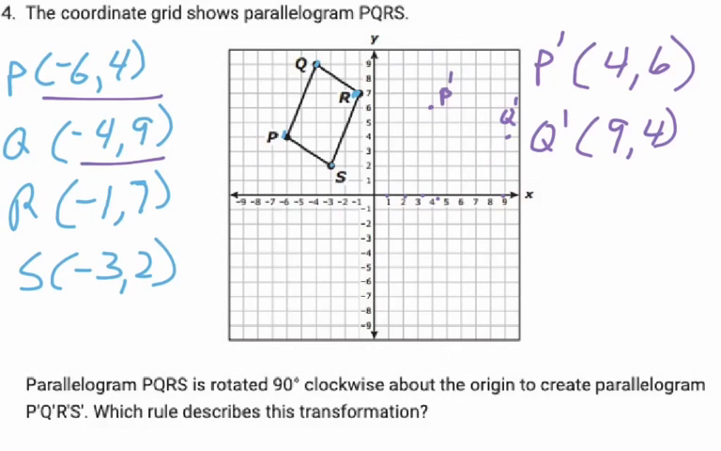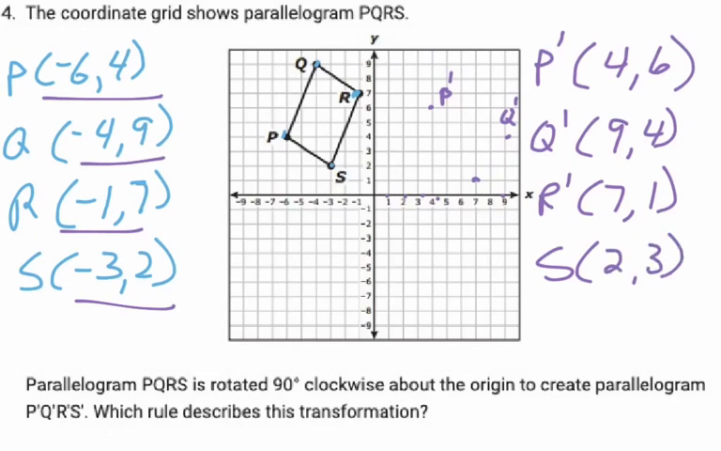The new R is at negative 1, 7, so the new R is going to be at 7, 1. We reverse them and reverse the sign. So 7, 1 is going to be right there in purple. And then the new S, which was at negative 3, 2, we're just going to flip them, is going to be at 2 and 3. Now 2 and 3 gets you right over there. Sorry, I forgot to write in the R. It's right there. And then if we connect them real quick, I'll do that in orange.